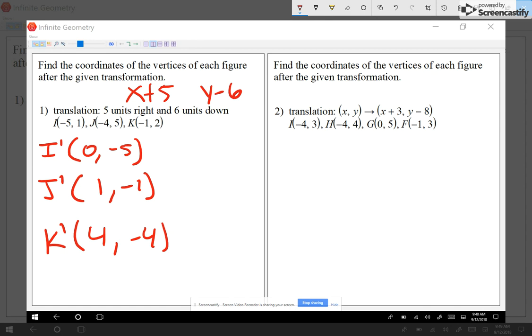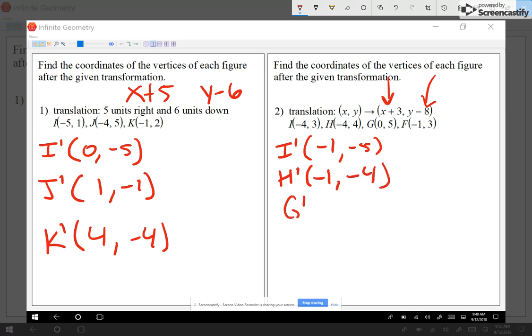Question number two, I'm giving it to you guys in that easy notation. I'm saying x plus 3, that's basically add 3 to x. Then I said y minus 8, so subtract 8 from y. So if I ask you guys for the coordinates of I prime, I should expect -1, -5. If I ask you guys for H prime, I'm expecting -1, -4. If I ask you guys for G prime, I'm expecting 3, -3. And then if I ask you guys for F prime, I'm expecting 2 and -5.